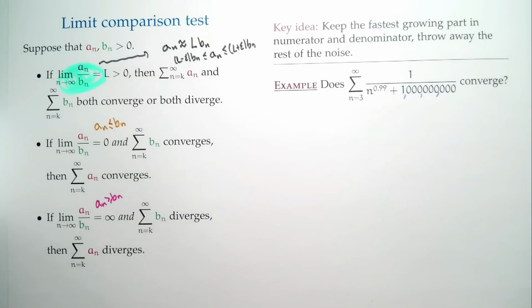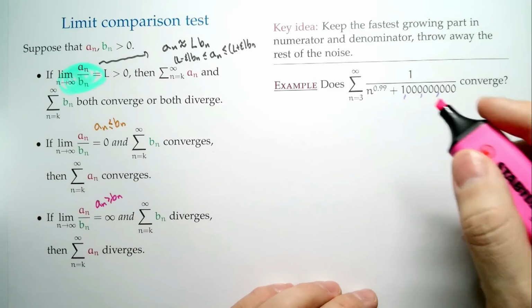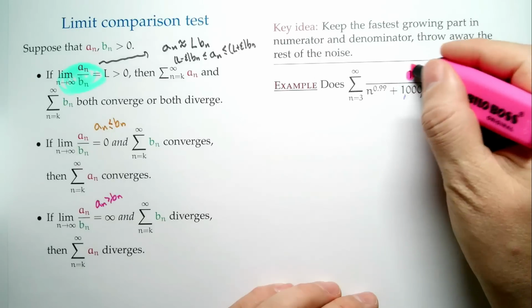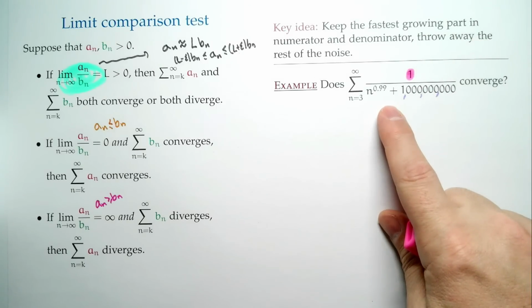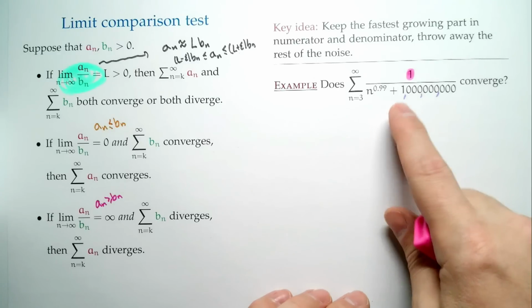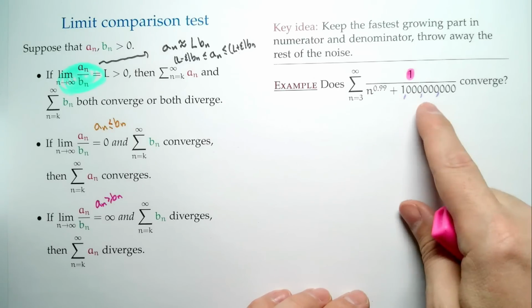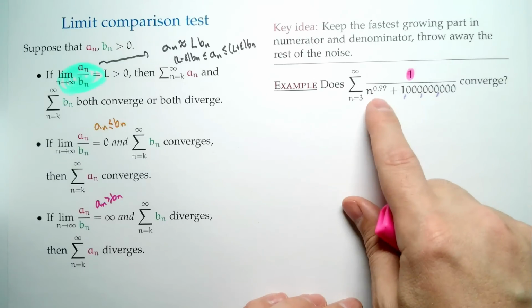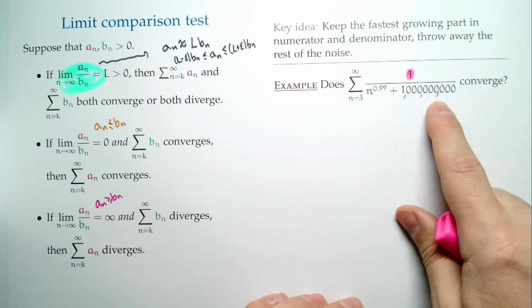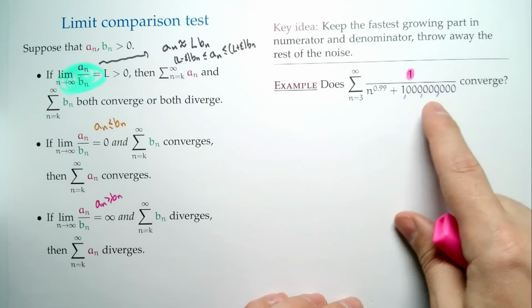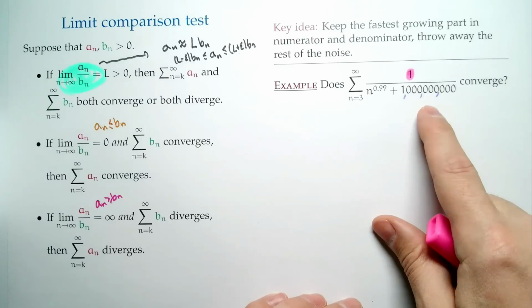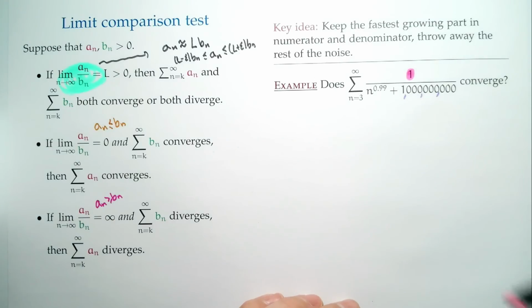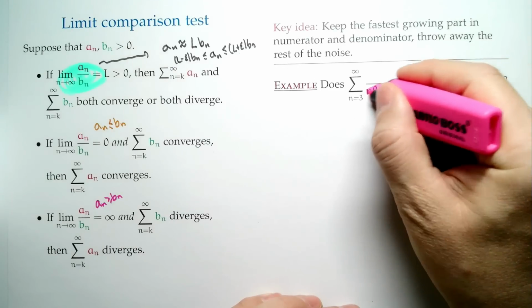Now, what would we do? Well, what's driving the numerator, the top? Well, the top is just 1. All right. What's driving the denominator? Now, what do I mean by that? In the long run, as n gets big, which one of these two is going to matter more? The n to the 0.99 or the billion? It's going to take a long time, but eventually n to the 0.99 will start to get bigger than a billion. So downstairs, it's n to the 0.99.